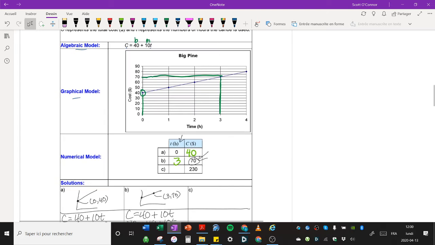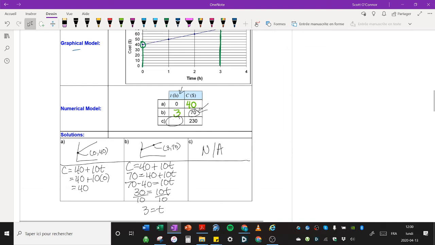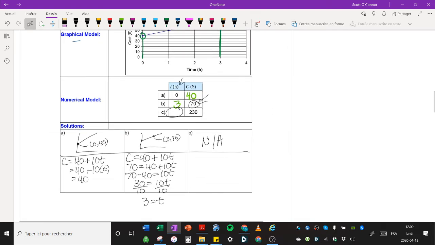How about for c? Can I use the graph in order to find how many hours you can rent the canoe for $230? The answer is no, because the graph only goes up to 90. And so here I'm going to put not applicable. But could I use the equation in order to find out the number of hours you can have the canoe for $230? The answer is yes. And that's the benefit of the equation: no matter how high or how low the value is, you can use the equation to solve. So instead of writing c, I'm going to replace c with 230, because that's the information I've been given, and I'm trying to find the number of hours, which is represented by the variable t.